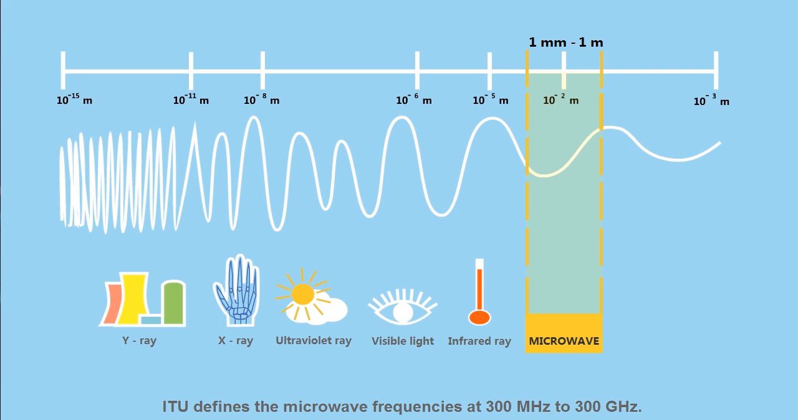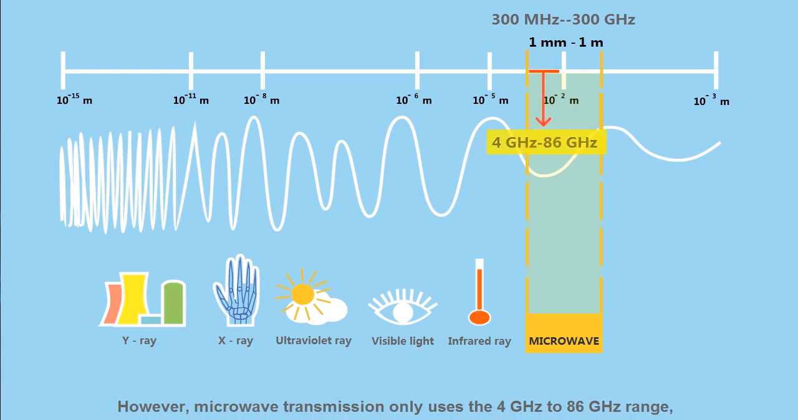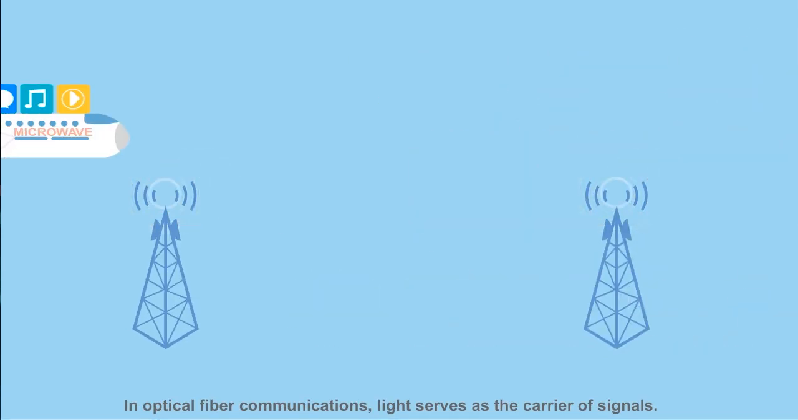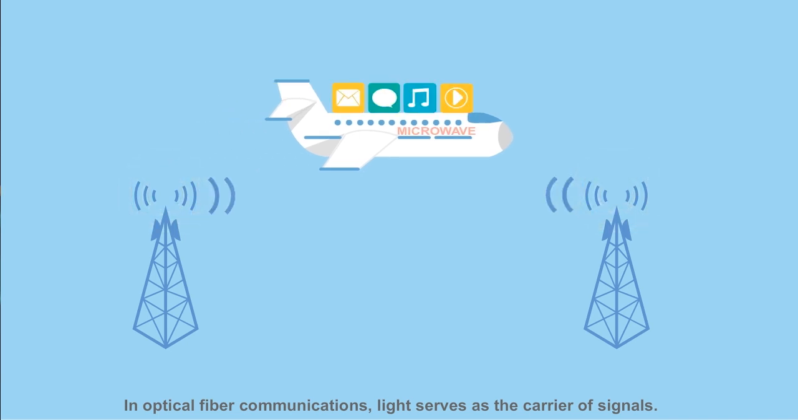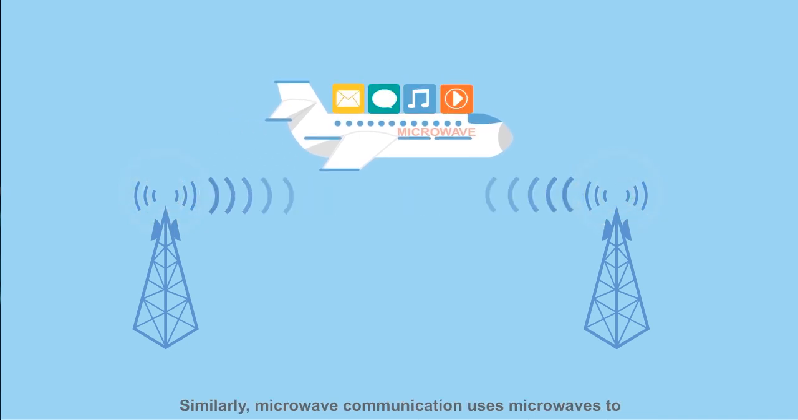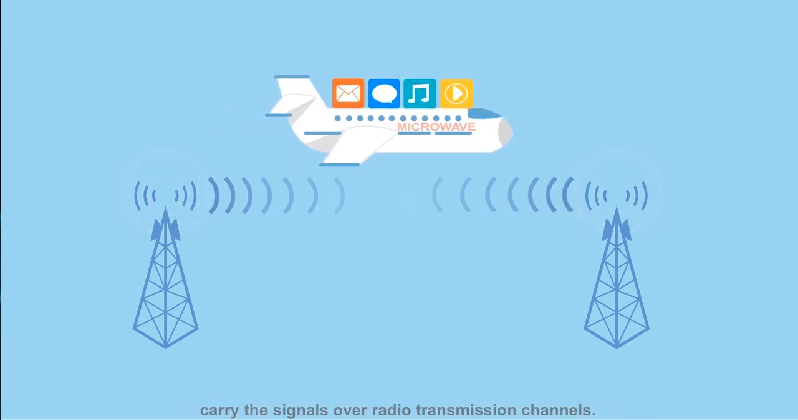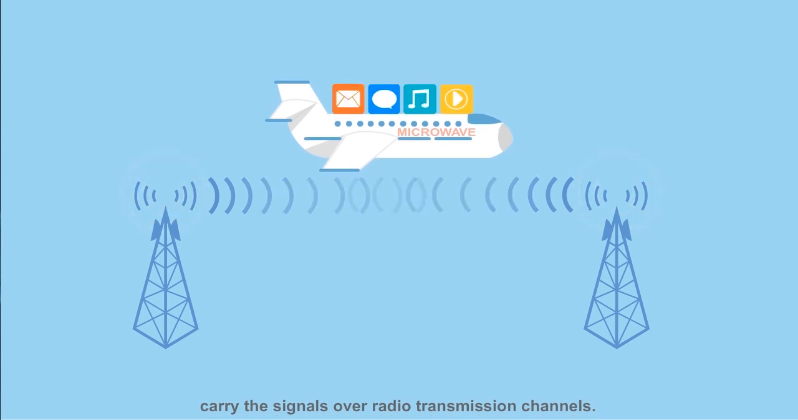ITU defines the microwave frequencies at 300 megahertz to 300 gigahertz. However, microwave transmission only uses the 4 gigahertz to 86 gigahertz range, a rather small portion of the spectrum. In optical fiber communications, light serves as the carrier of signals. Similarly, microwave communication uses microwaves to carry the signals over radio transmission channels.